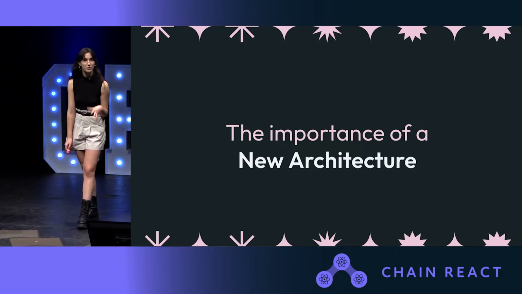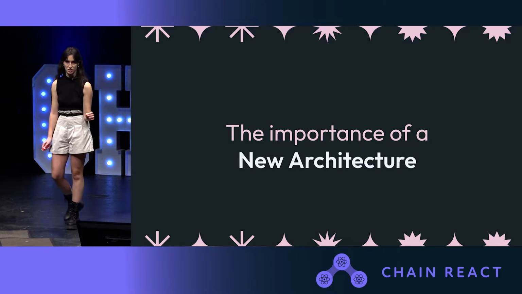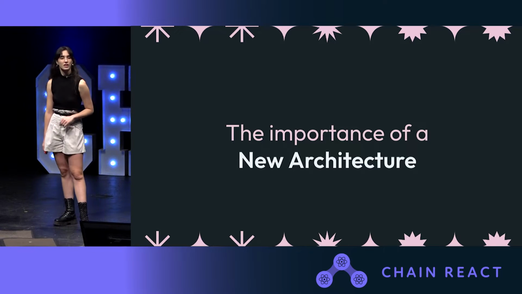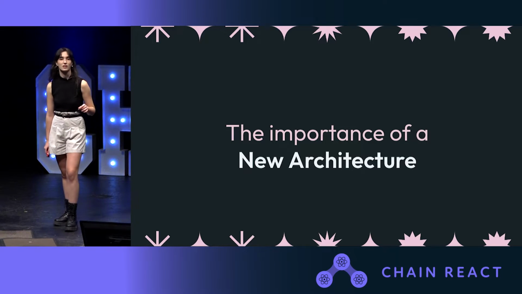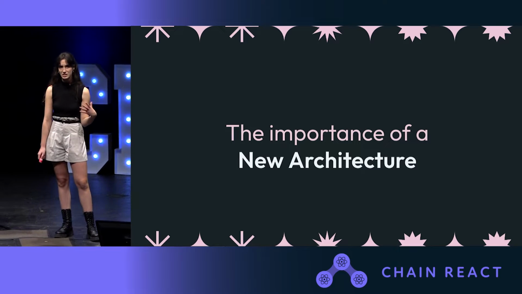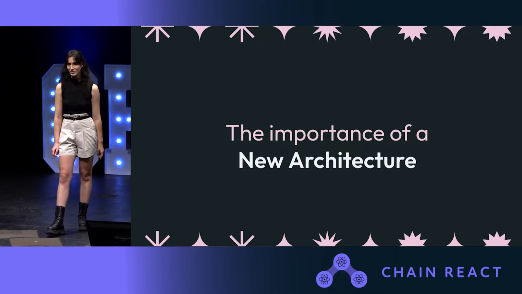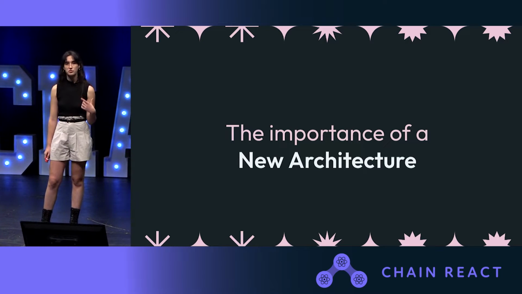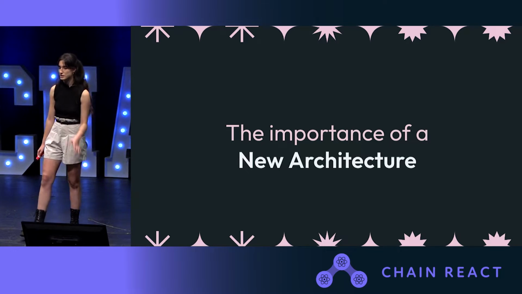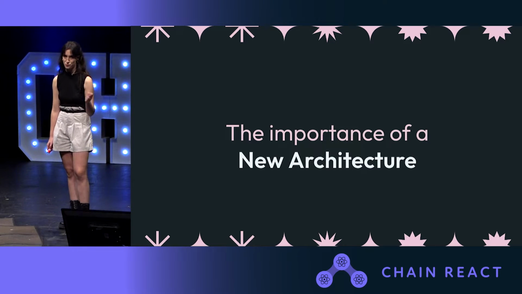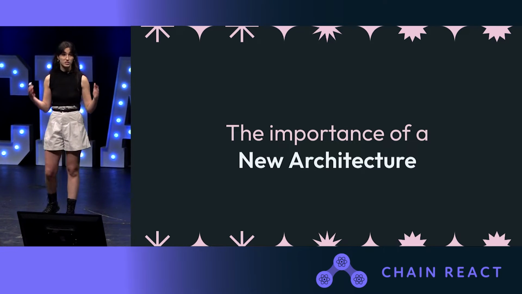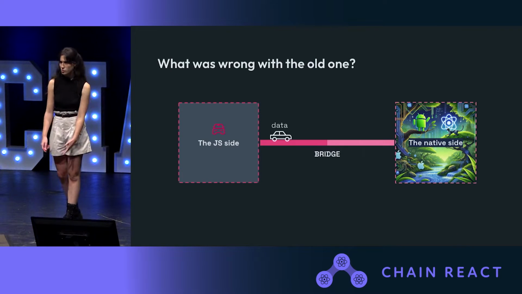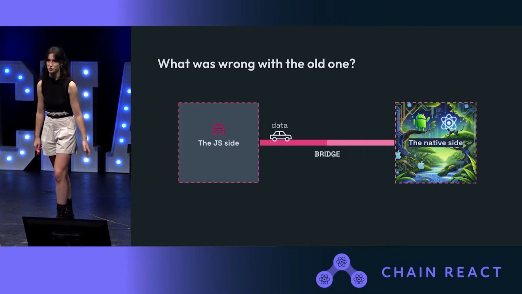But first I wanted to talk about the new architecture. As you know, because of Gant's presentation, React Native was released in 2015, and we've come a long way since then. One of the most important changes made in the latest years to React Native was an architectural change. So you might be asking, why? What was wrong with the old architecture?